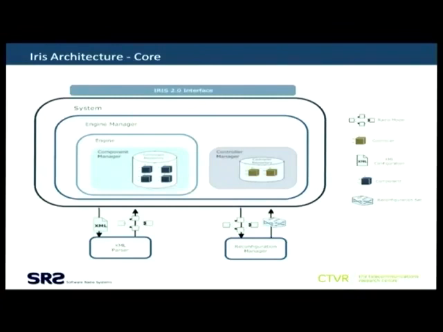So Iris itself is split into the core and the components, or the core and the modules. So the core, typically you'll only run one on your machine. The modules repository, you could have multiple different modules repositories for various different reasons. So you can run a single core, you can tell it where 15 different module repositories are, and then it can load up components from each of those module repositories as needed.